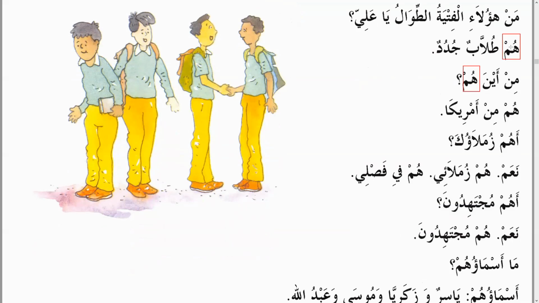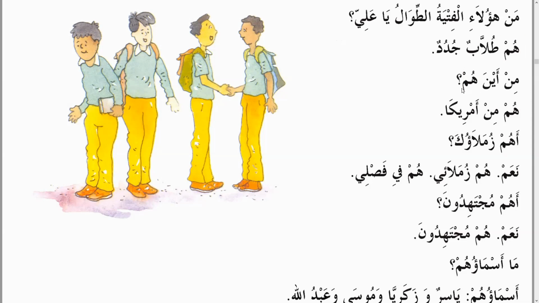Hum is a pronoun. Damirun munfasilun. This is a detached pronoun. Hum is a detached pronoun, right? We don't attach it to anything. It comes independently. Huwa, huma, hum. Hiya, huma, hunna. Right? Hunna is used for feminine plural, and hum is used for masculine plural. Third person.